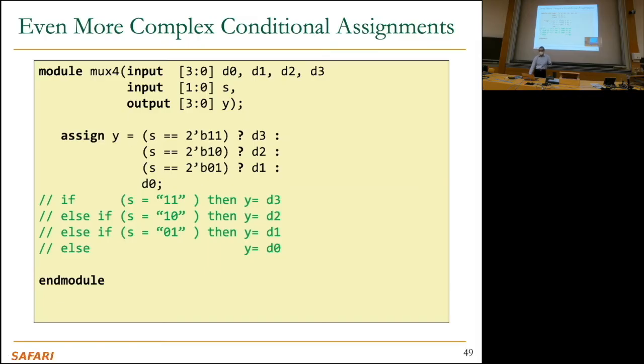But there are multiple ways in behavioral Verilog. Okay, and then you can find other ways, which I'm not going to go into. Does this make sense? Again, this says nothing about gates. This can be implemented many, many ways.